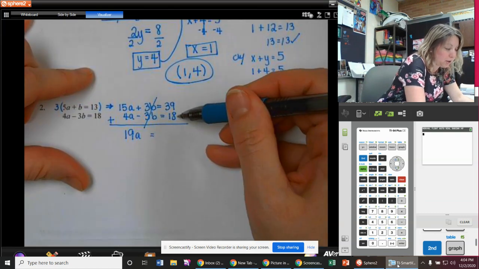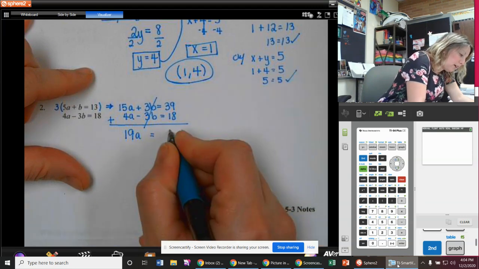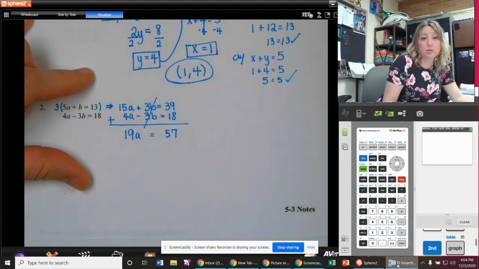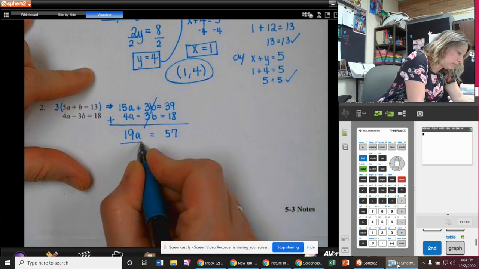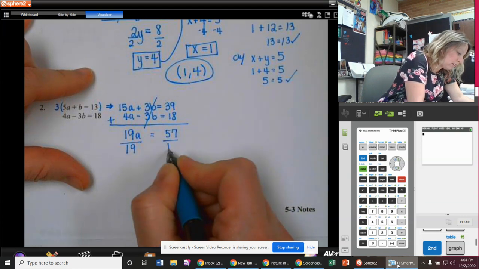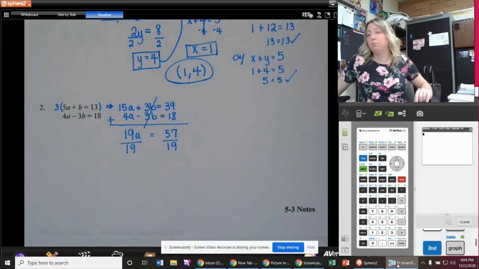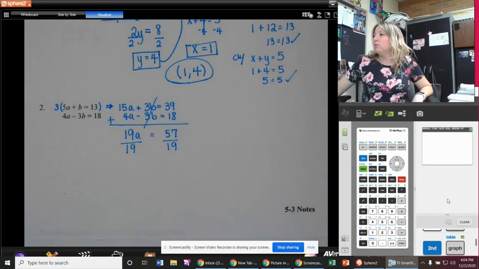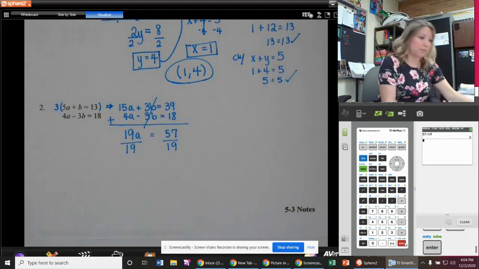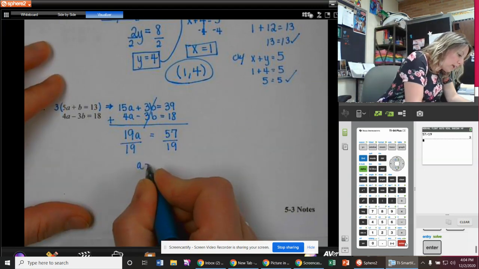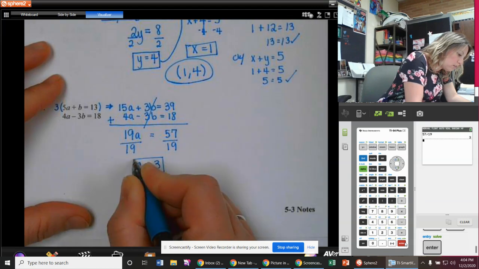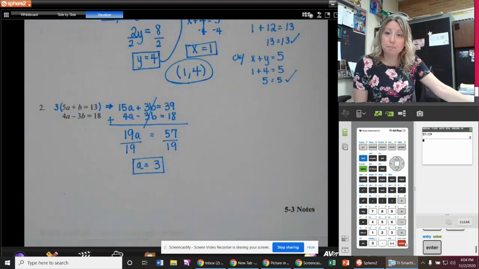And 39 plus 18 is 57. So now, to get a all by itself, I just divide both sides by 19. And just a heads up if you don't believe me, right? 57 divided by 19 is going to be 3. Just checking, right? Why have it if you're not going to use it? There's my value for A.